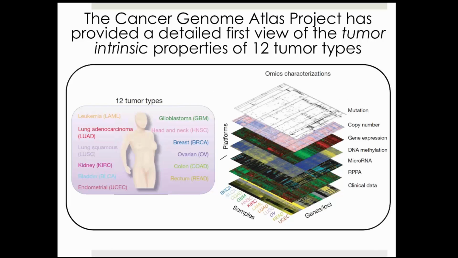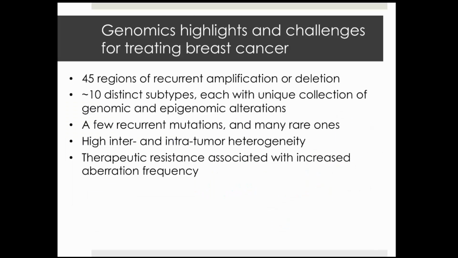And so what I wanted to do with this slide was to enumerate some of the things that we've learned from TCGA, and where I think we still have some little factoids that lead to open questions about exactly how this disease is being initiated and progressing in patients. What TCGA showed us in breast cancer is that there are about 45 regions of recurrent amplification or deletion, about 10 distinct subtypes, each with a unique collection of genomic and epigenomic alterations. Of course, the number of subtypes observed varies depending upon the particular profiling data set being analyzed, and precisely the algorithm being used.